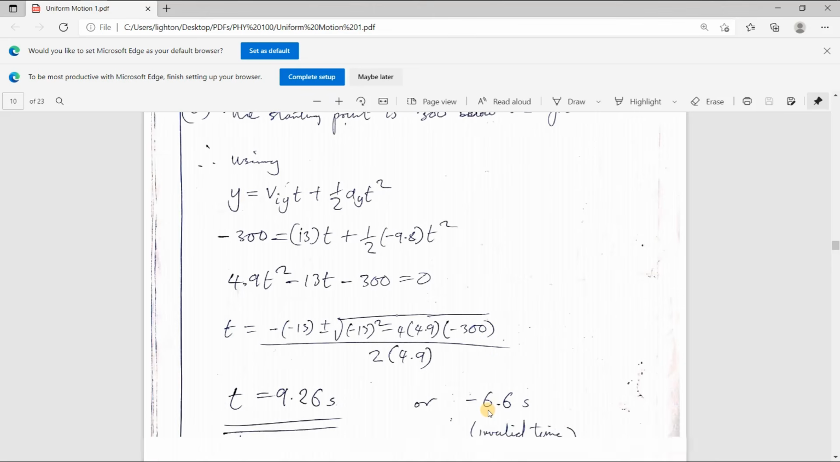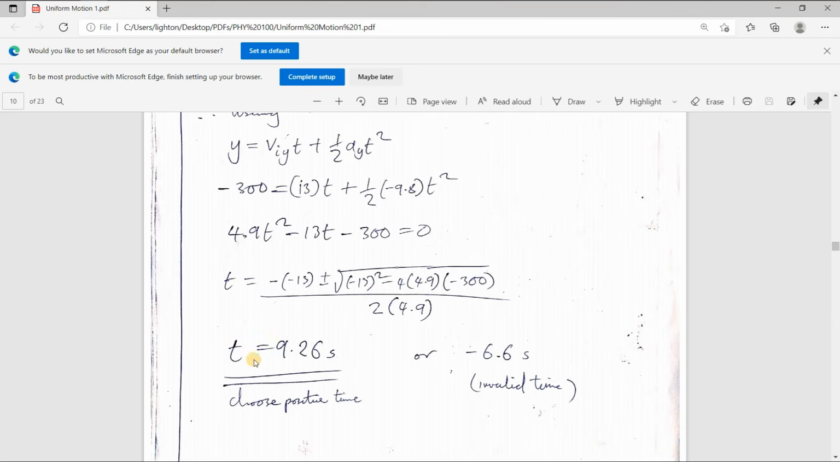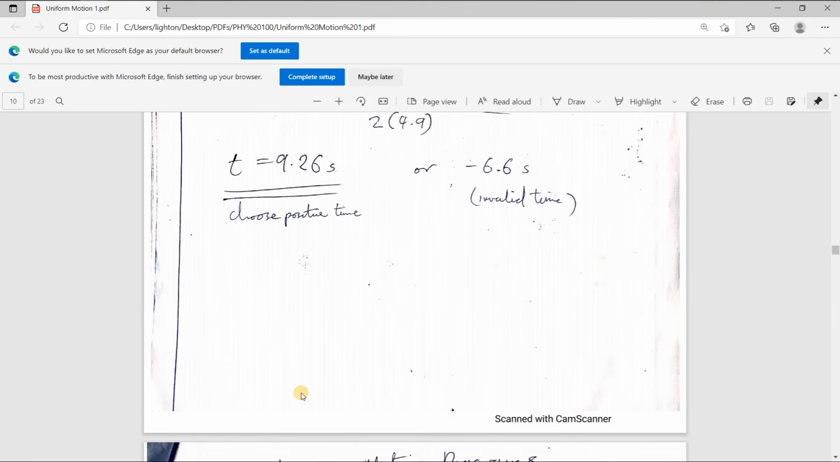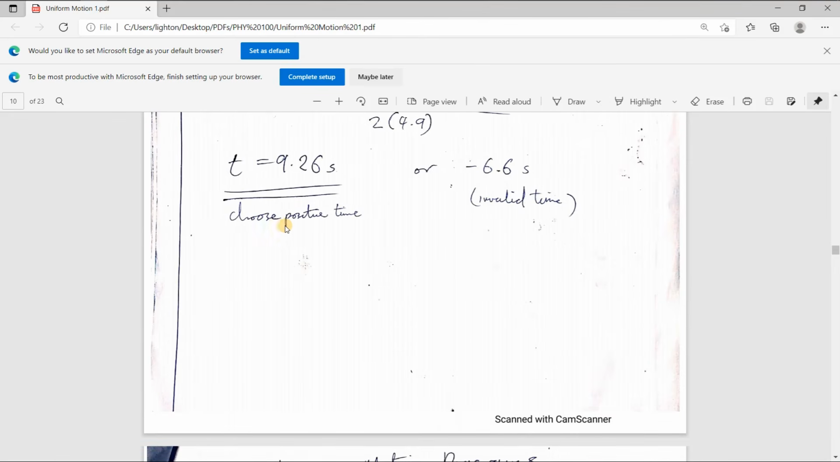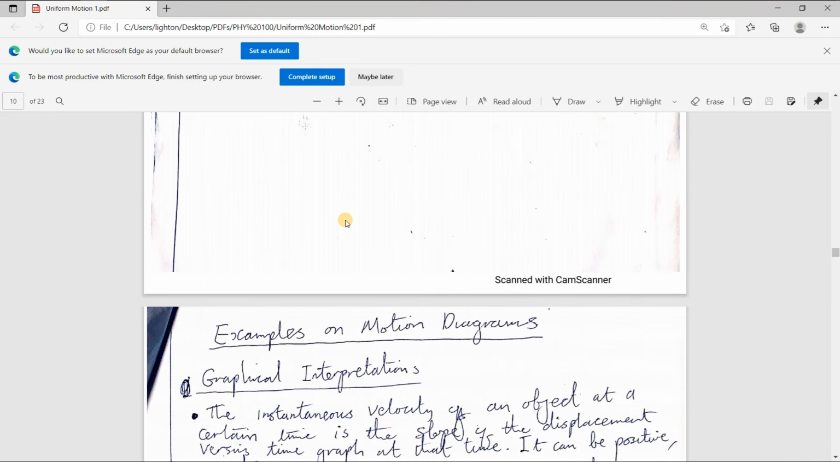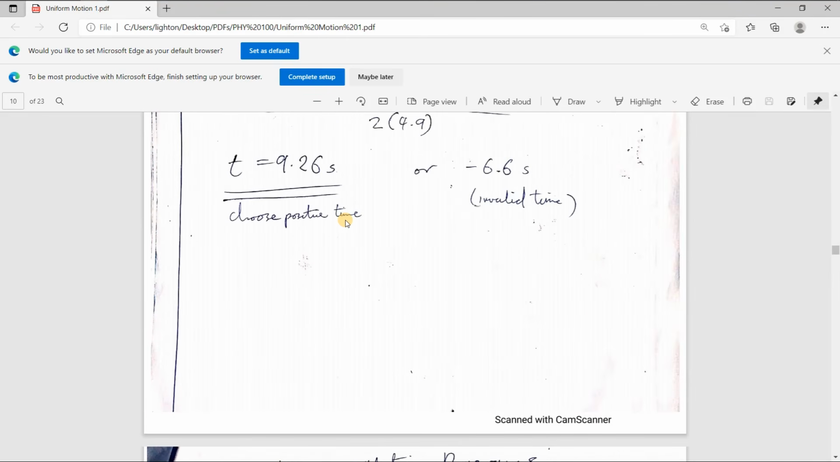So now from here, we find that t is equal to 9.26 seconds, or t is equal to minus 6.6 seconds. But a negative time is always an invalid time. We don't consider it, and we only consider the positive value of time, which is 9.26 seconds. All right, very good. Time is always positive, and of course we always choose positive time here.